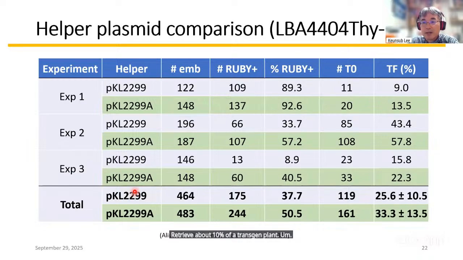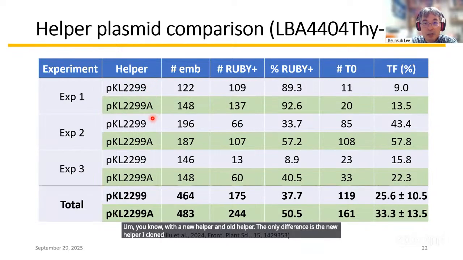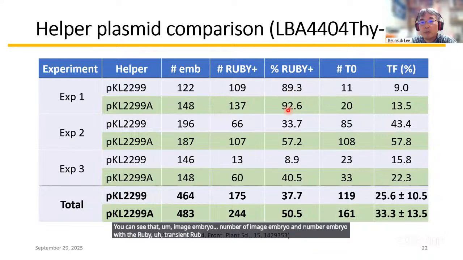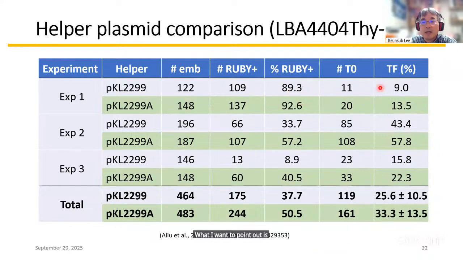Then we did a side-by-side comparison with the new helper and old helper. The only difference is that in the new helper, I cloned the VirA gene, so from the same origin, the AGL1 Ti plasmid. And you can see the number of immature embryos, and the immature embryos with transient Ruby expression, and this is a percentage. What I want to point out is that within each experiment, the new helper with the VirA gene has a higher transformation frequency or higher transient Ruby expression in all 3 experiments.